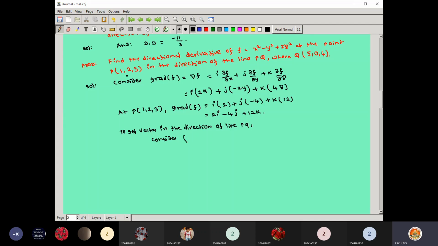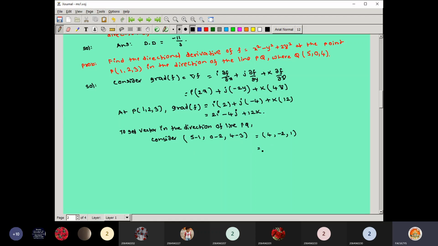What does PQ mean? We have a rule: suppose P is x1 y1 z1 and Q point is x2 y2 z2. PQ can be taken as x2 minus x1, y2 minus y1, z2 minus z1. In the same model, you write down the corresponding coordinates: 5 minus 1, 0 minus 2, 4 minus 3. Using those 2 points you are calculating 4, minus 2, and 1.